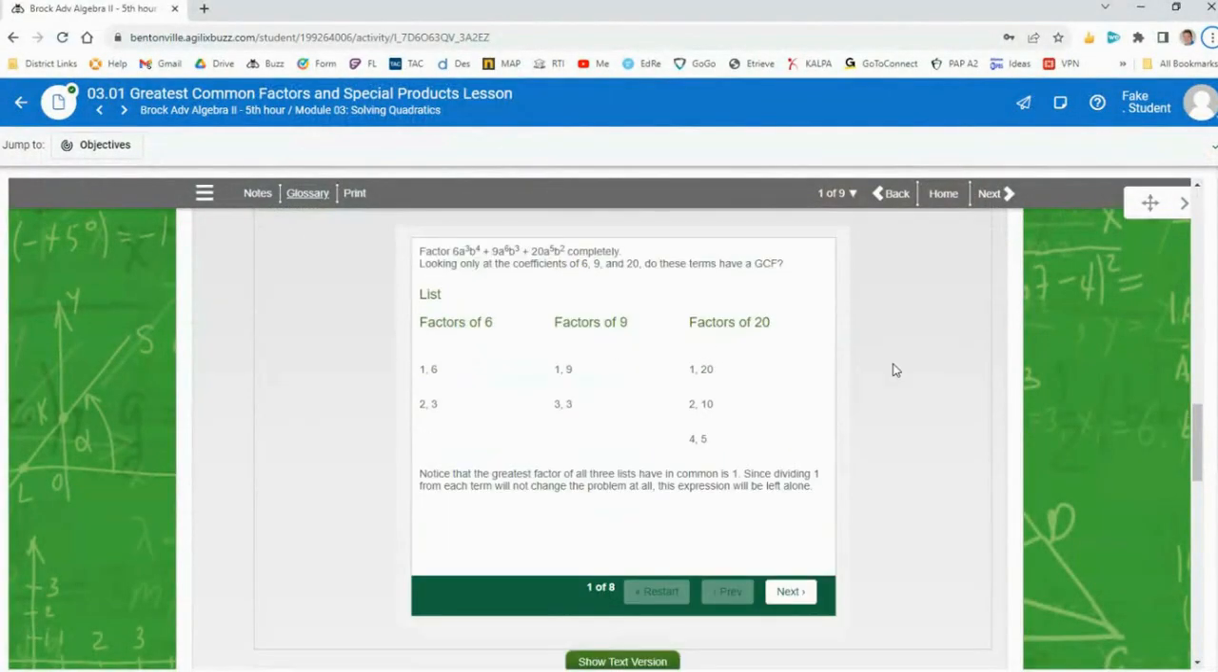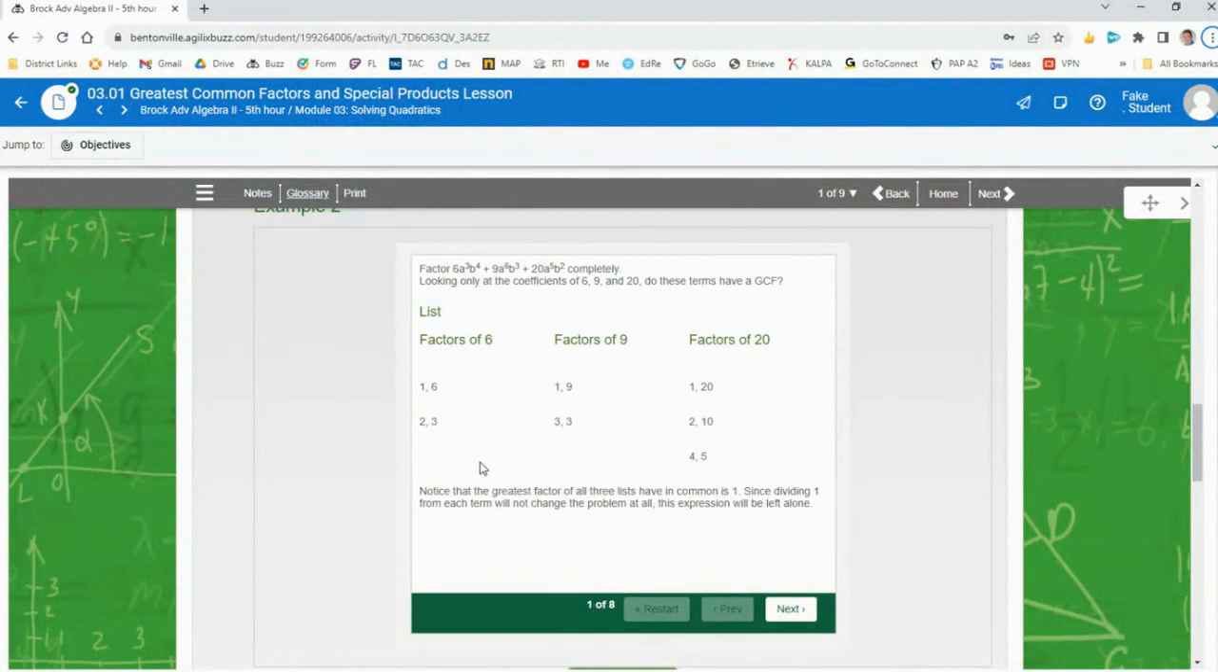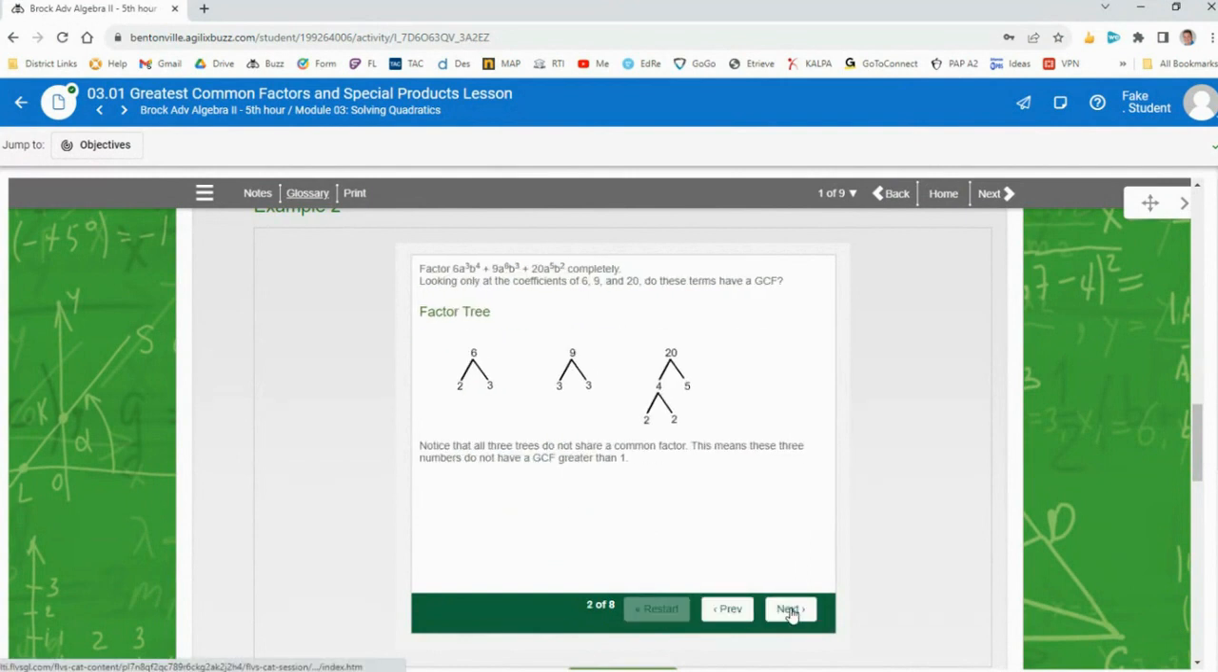So they look at it. Here's their 8 steps they go through. They looked at the factors of 6, 9, and 20 like we did, and the greatest common factor was a 1. There was nothing else in common. So since that doesn't change anything, dividing by 1, we leave that alone.